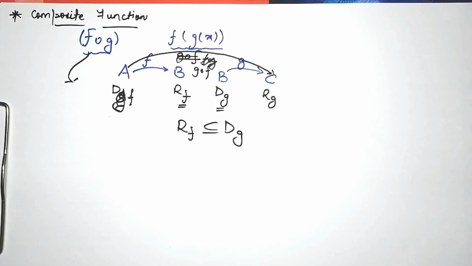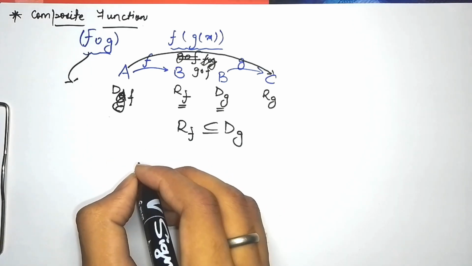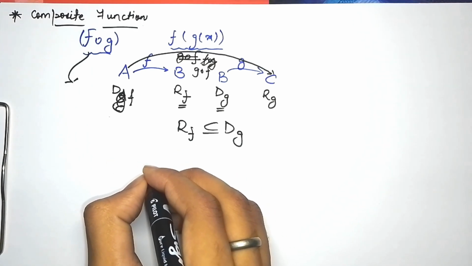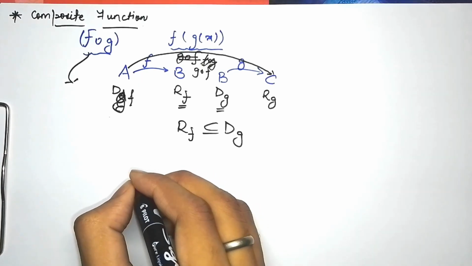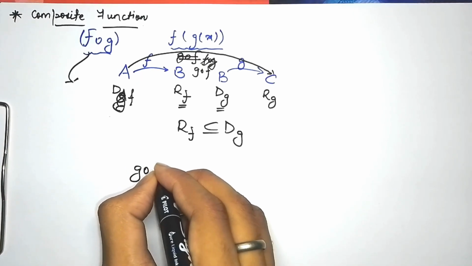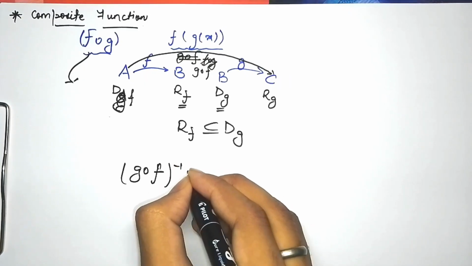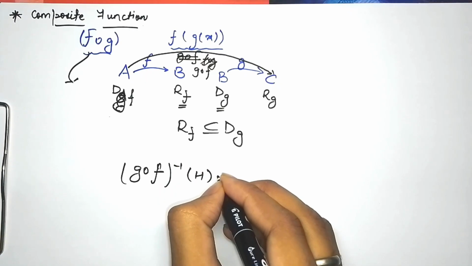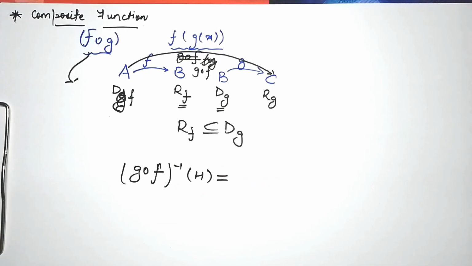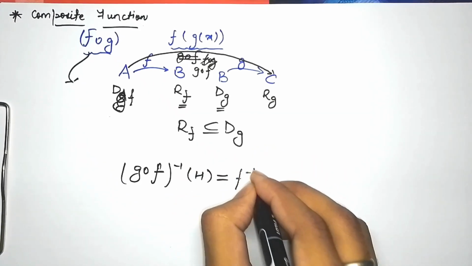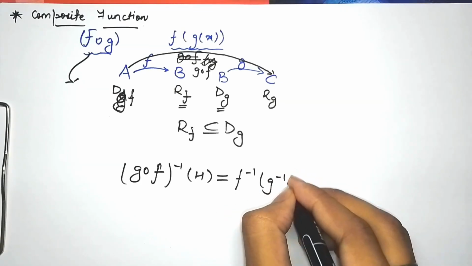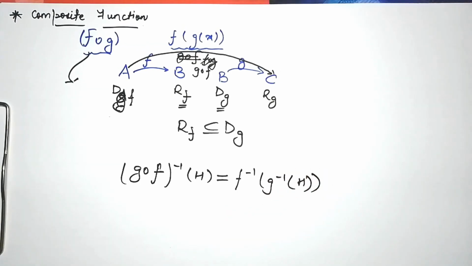You may have seen a lot of different representations of it, and I would give you an example of this in inverse functions. Suppose you have been asked to find the inverse of g of f of a variable h. In this case, what would you do? You must remember that what we do is write f inverse, then g inverse of h. This is how we write this. I hope it's clear till now.